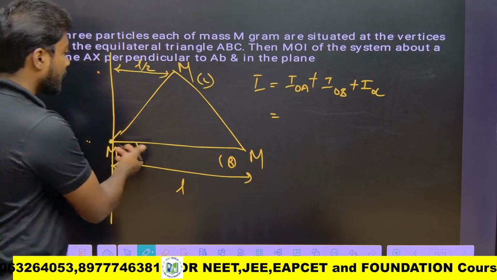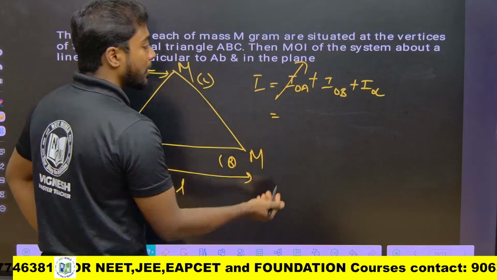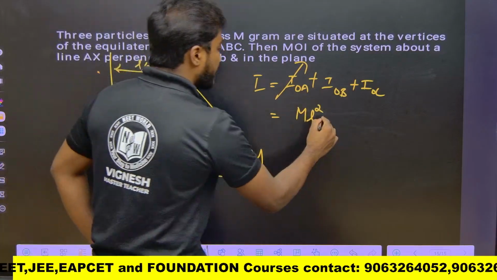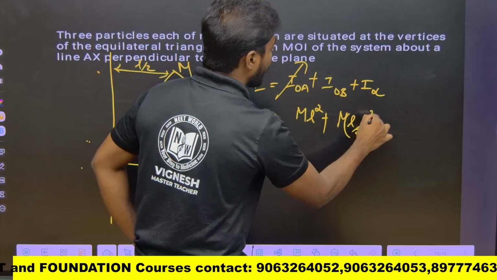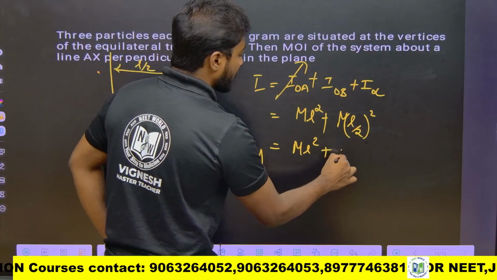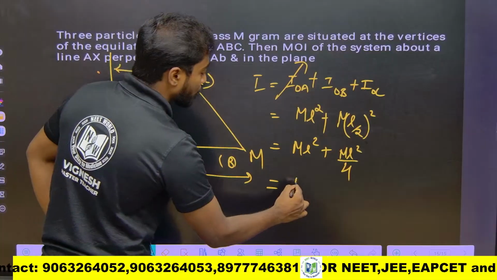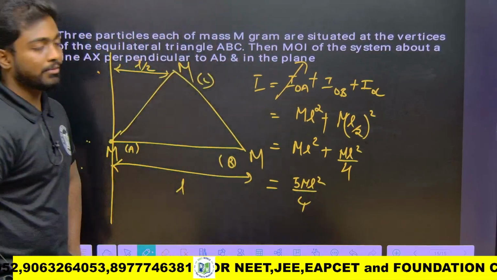So for this one it is 0, consider it the origin. Next one is ml square for B plus, for this one, L by 2 the whole square, which is nothing but ml square plus ml square by 4, which is equal to 5 ml square by 4. This is the answer.